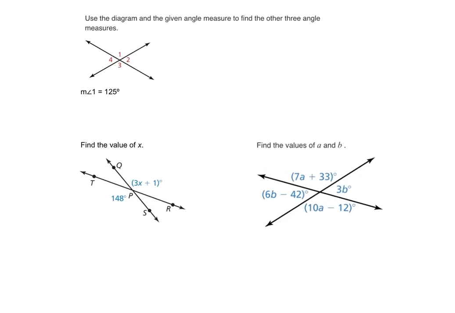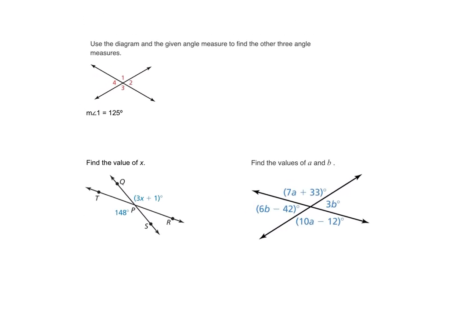We're going to do some problems with vertical angles here. Okay, and really with vertical angles, it's pretty straightforward, okay? Especially for this very first example. Angles 1, 2, 3, and 4. 2 and 4 are vertical angles, 1 and 3 are vertical angles, okay? And they tell us that angle 1 is 125. So I'm going to go ahead and label that.